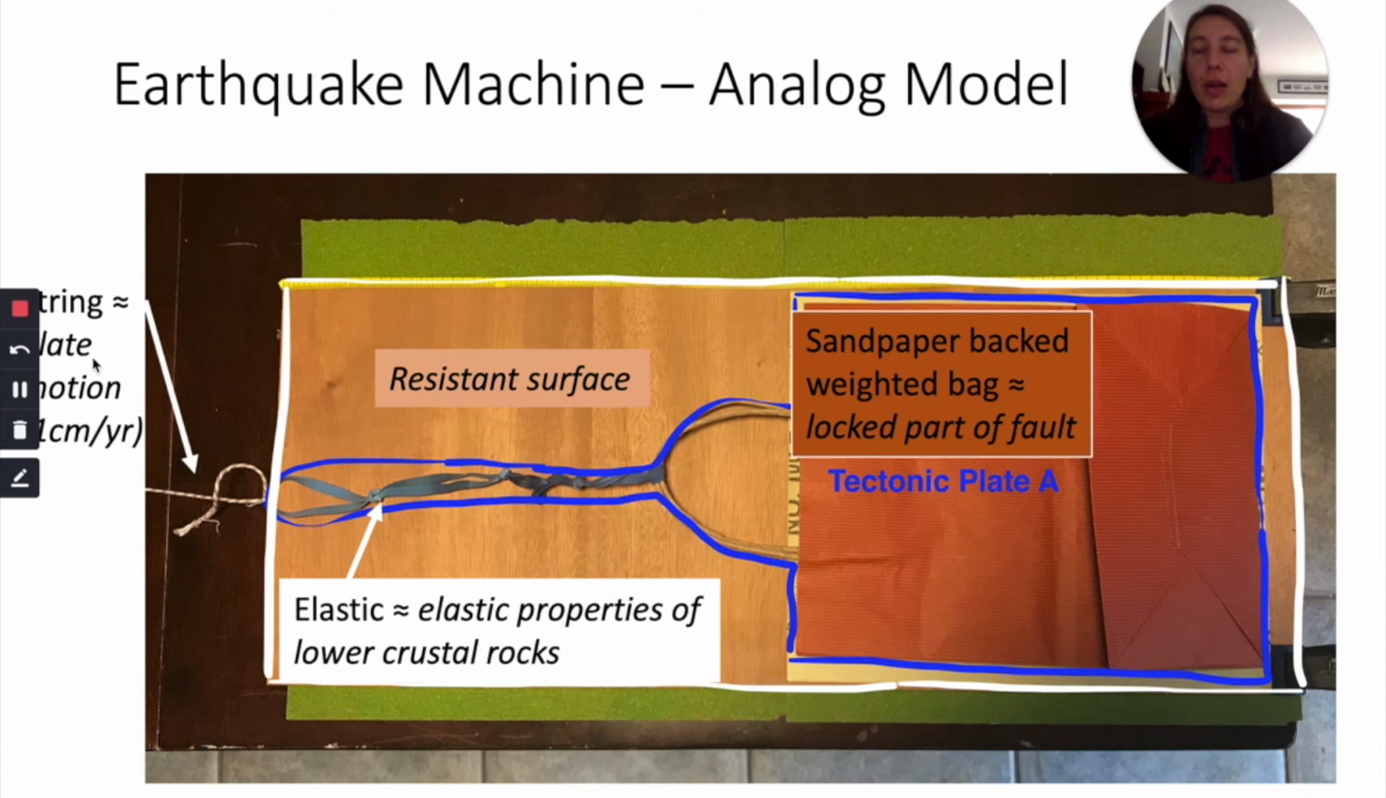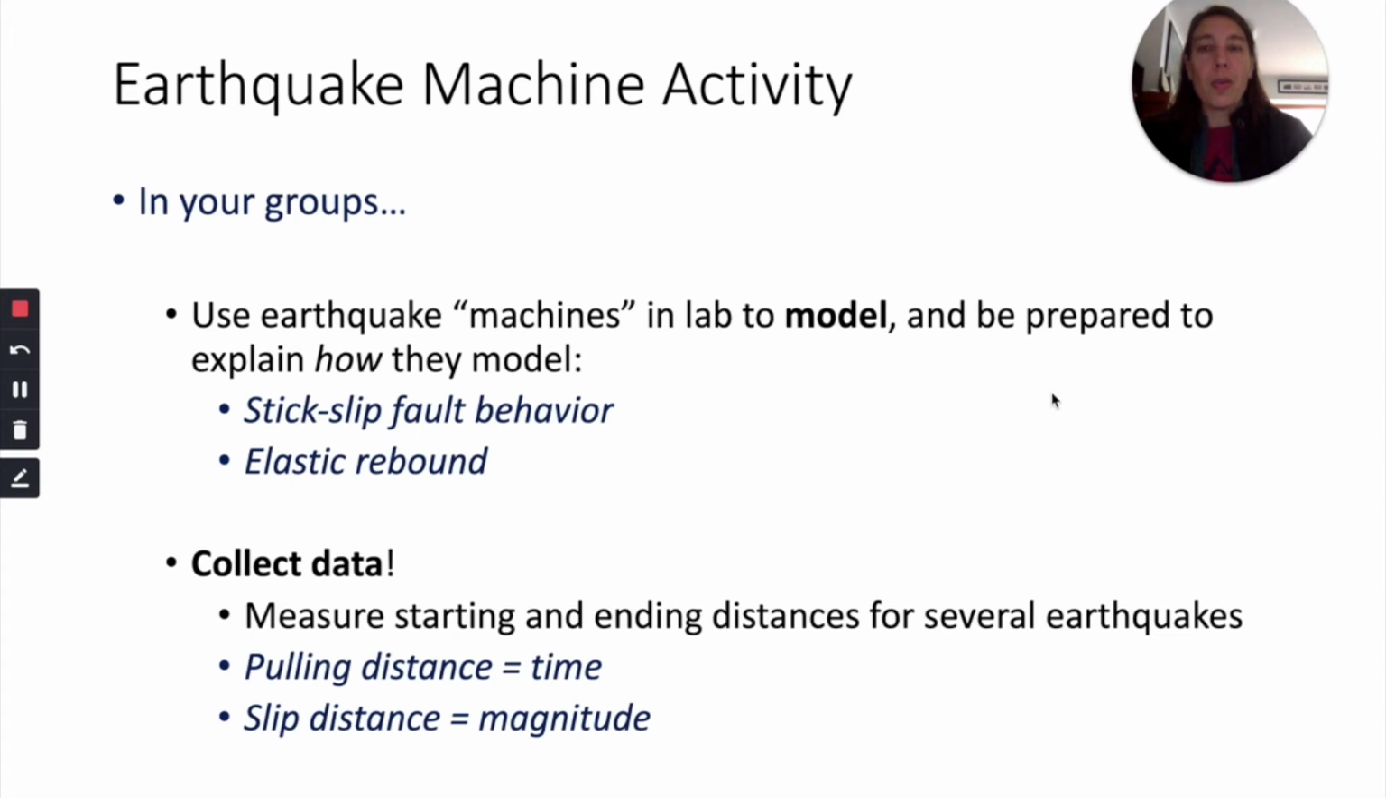I've given you a rate of motion for the string, which is what you should try and pull the string slow enough that it's representing 1 centimeter per year. So in your groups, you'll each have earthquake machines that you have built. So in your kitchen lab at home, each of you will have used different materials, which means you'll have different elasticity and you'll have different stick-slip fault behavior. And that's great because that'll help you collect a variety of data.